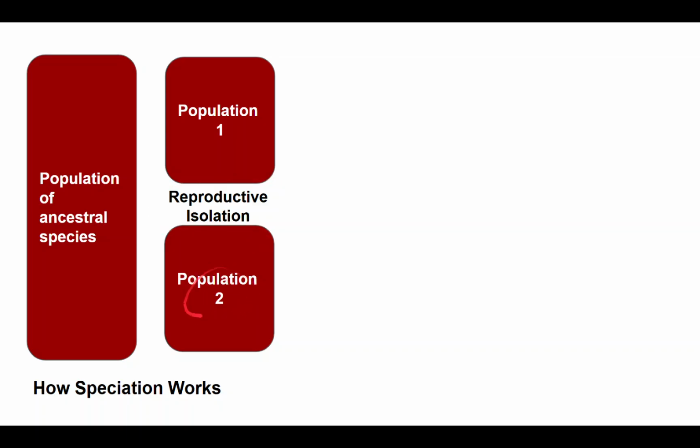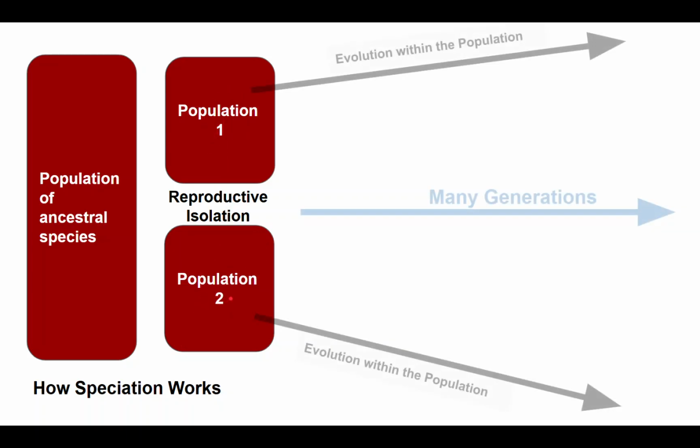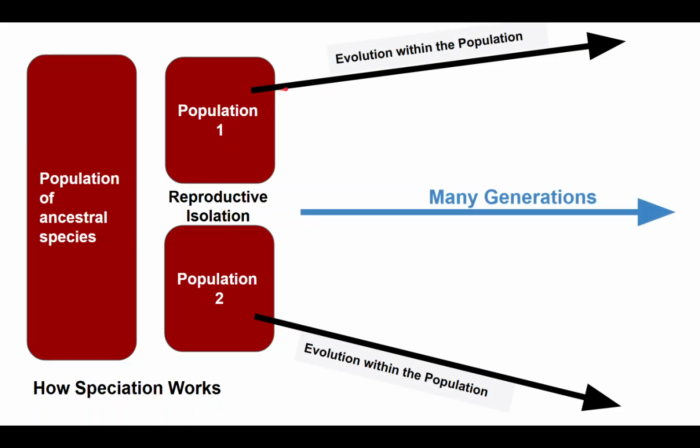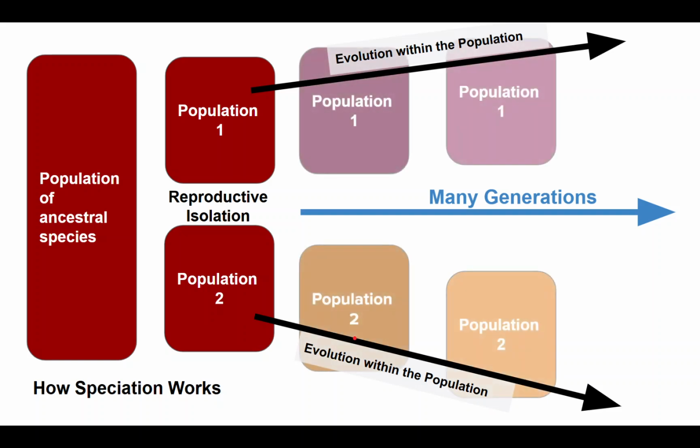Well, once this population and this one are distinct, or are no longer exchanging genetic material, any changes that happen here and any changes that happen here are pretty much going to stay here. And so over time, these populations will evolve and become more and more different, right?